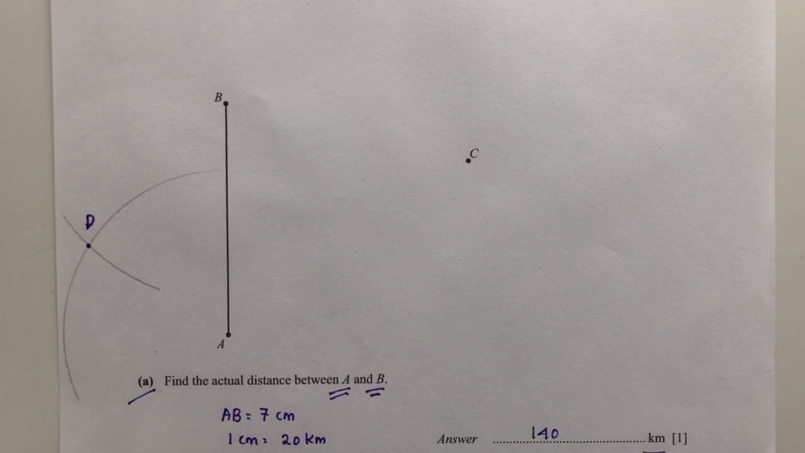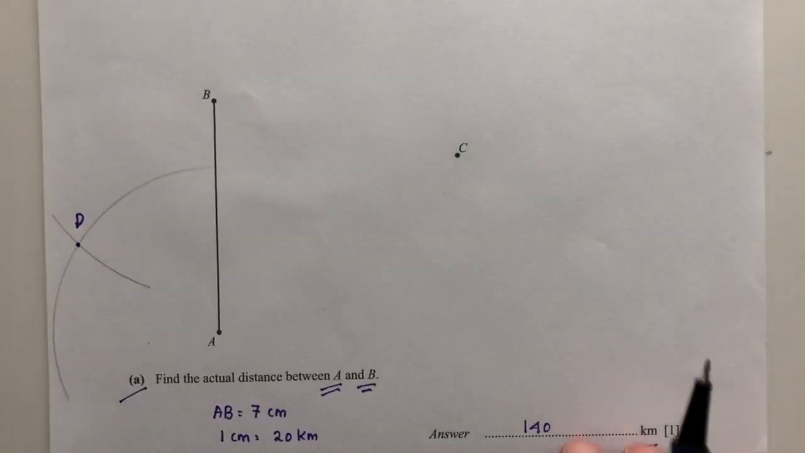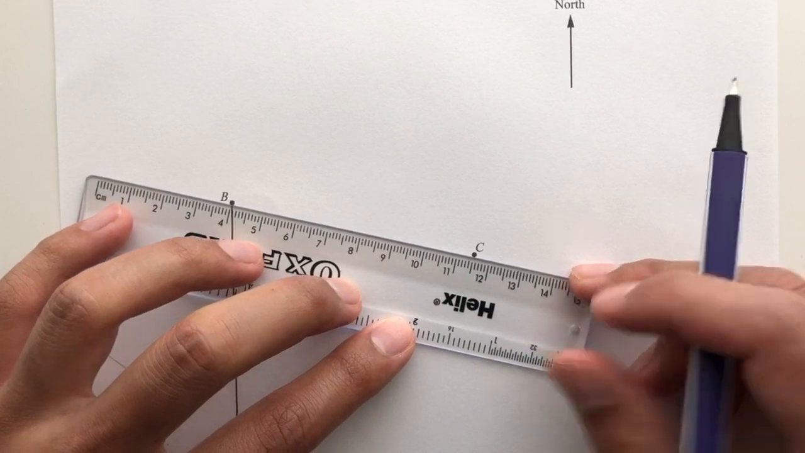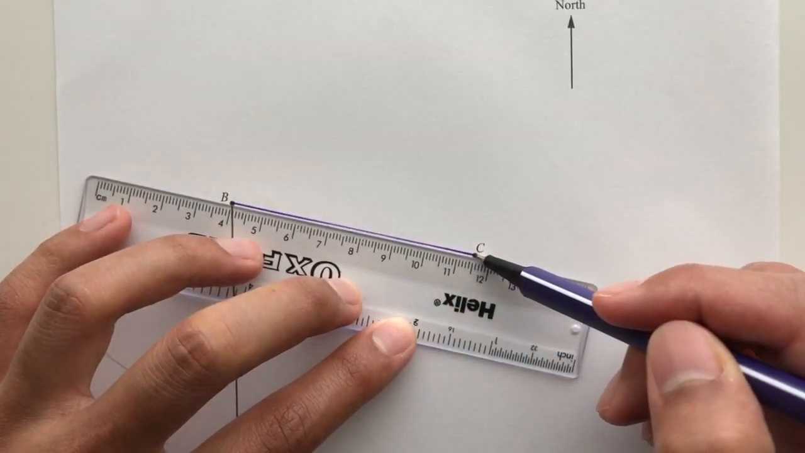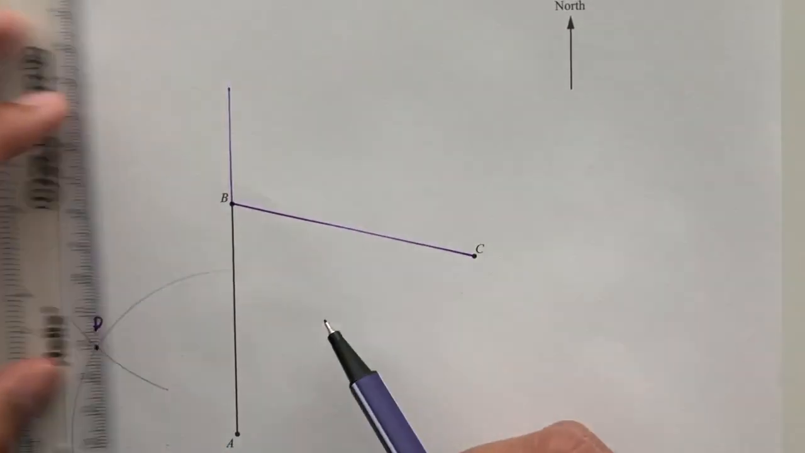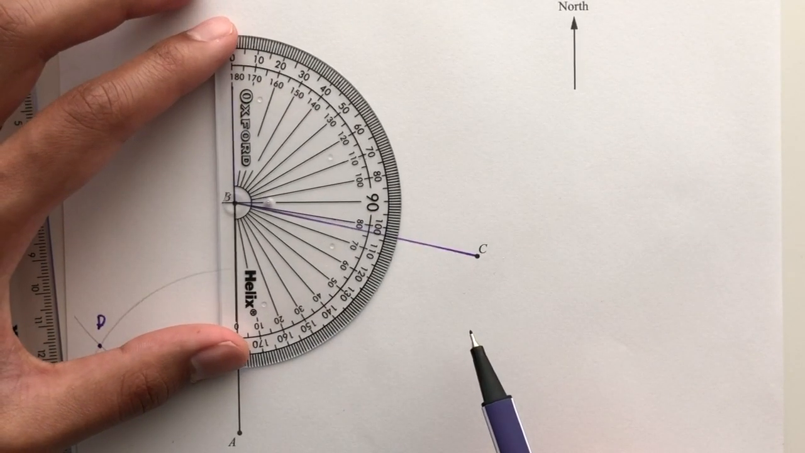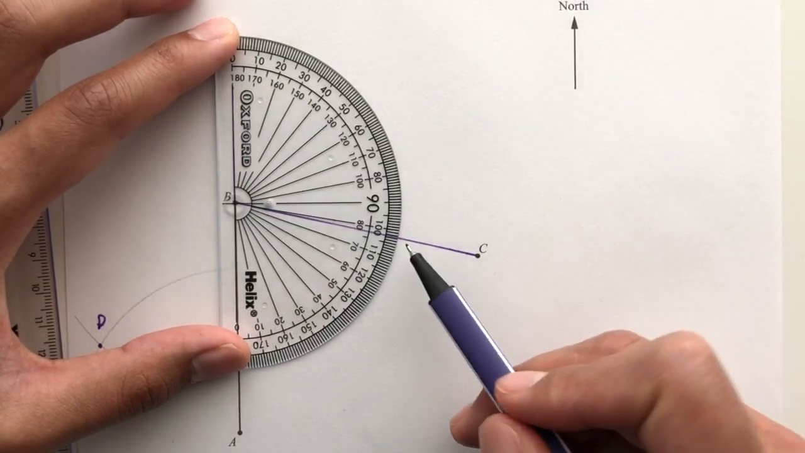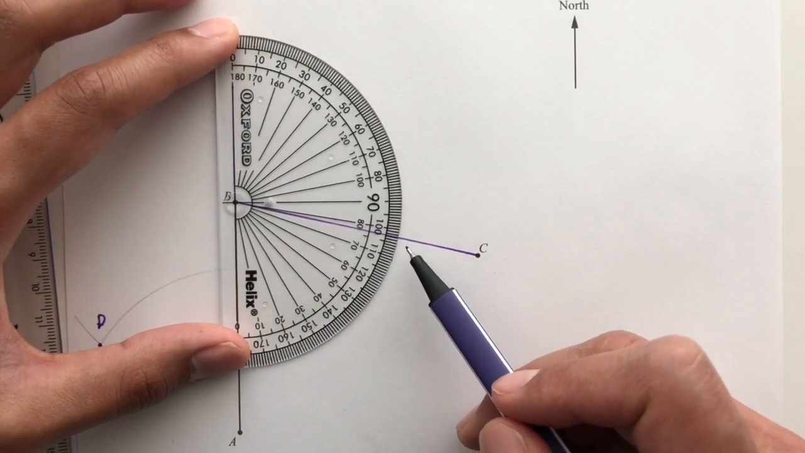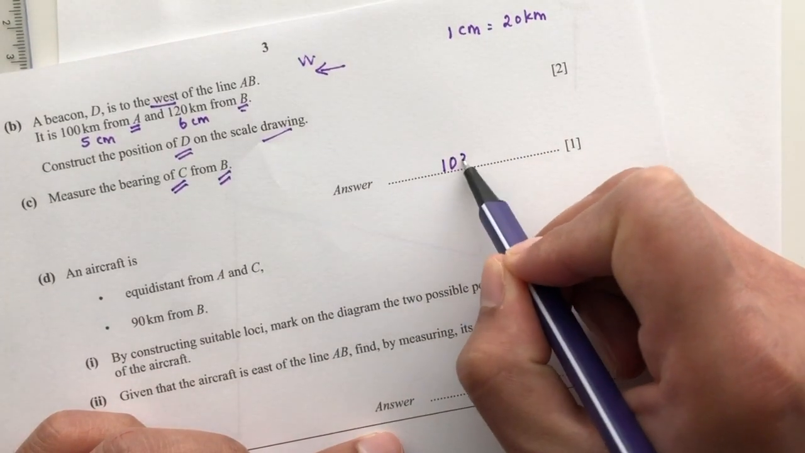Now question number C, it says to measure the bearing of C from B. So let's do that, C from B. Let's first join the points B and C, and continue this line. Let's go straight above, and we have to measure this angle here. According to my reading, it shows to be about 102.5. That is my reading. Okay, 103, I guess, for my bearing of C from B.